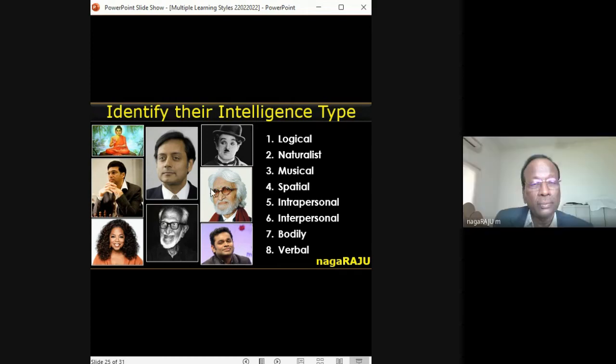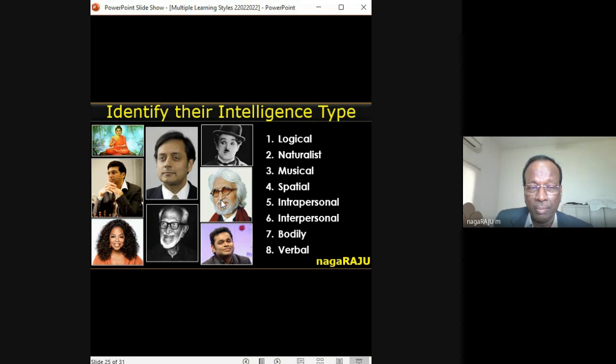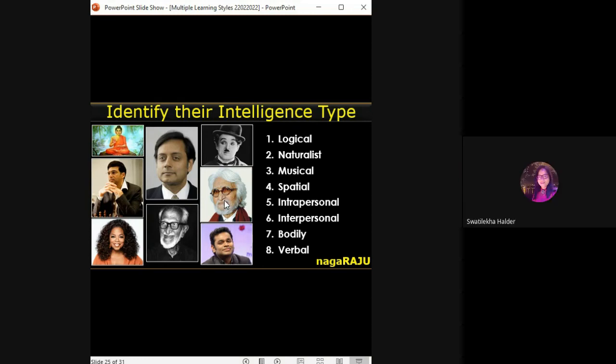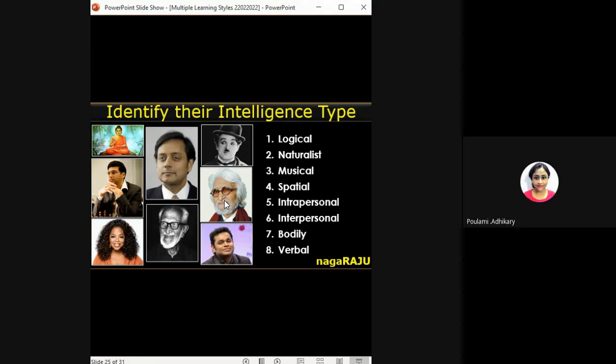Charlie Chaplin, bodily. Musical. This one? M.F. Hussain. He worked with? Bodily, because he was a painter.